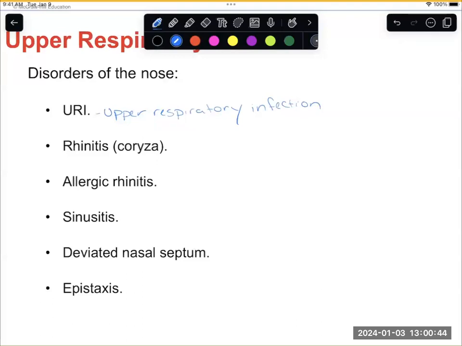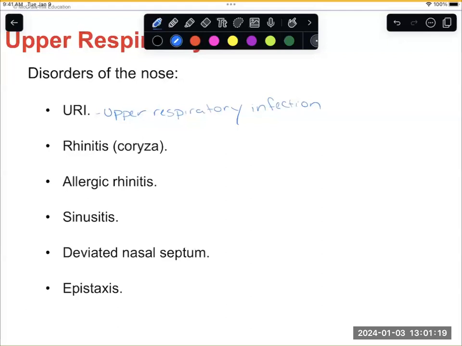Sinusitis is an infection of the sinuses in your skull. Most of your sinuses are going to connect to that nasal cavity, so it usually has to do with some sort of allergen, usually a cold. If it's a bacterial infection, they can use an antibiotic. If it's a viral infection, antibiotics are not going to work.